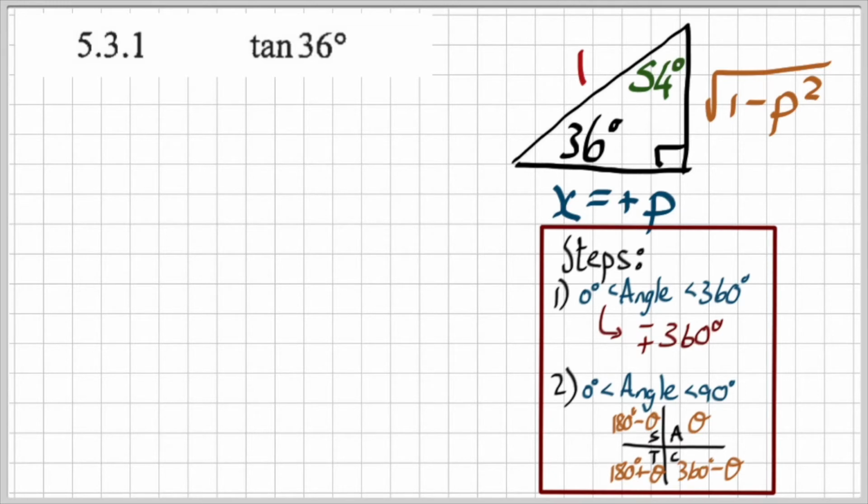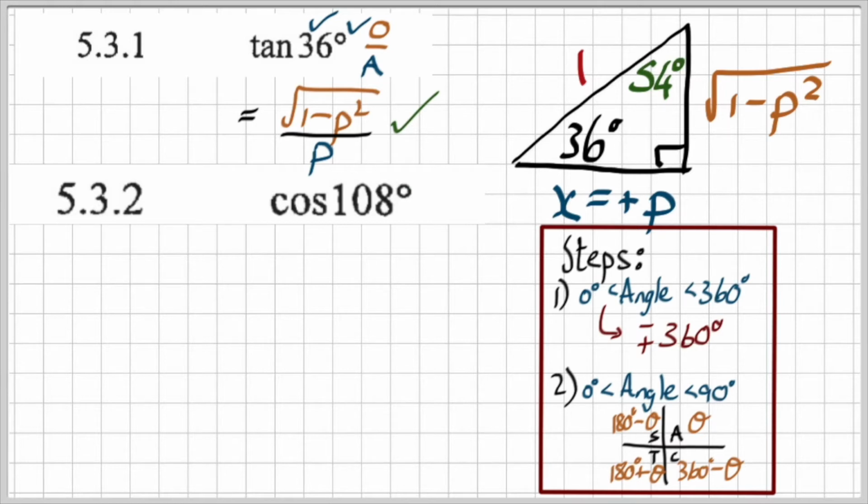They stole the first two steps I'm going to follow. First of all, is my angle between 0 and 360? Yes. Is my angle between 0 and 90? Yes. Now, I'm just going to go opposite over adjacent: root 1 minus p squared over p. Boom. Simple. Straightforward. I know I'm doing a lot of analysis for 2 marks, but in the upcoming sums, you'll see why I do it.